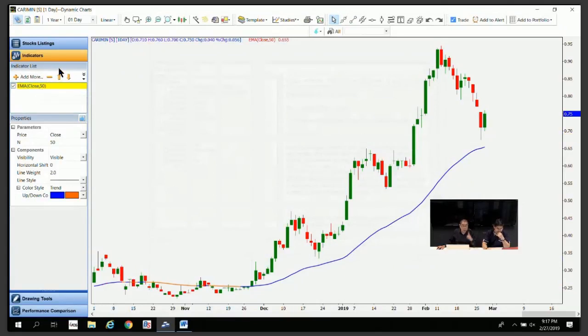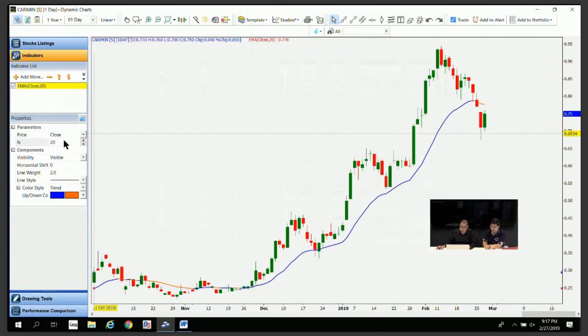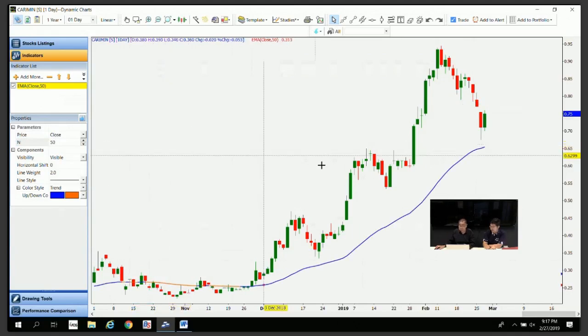Can you see it on the top left? Now this is the EMA that the software drew for you. Is yours saying 50? Okay, N is 50. If your N is not 50, you can change it. I can change it to 20, for example. Then it becomes a 20 moving average. If 50, then the price has not crossed below it. Okay, it's still above.